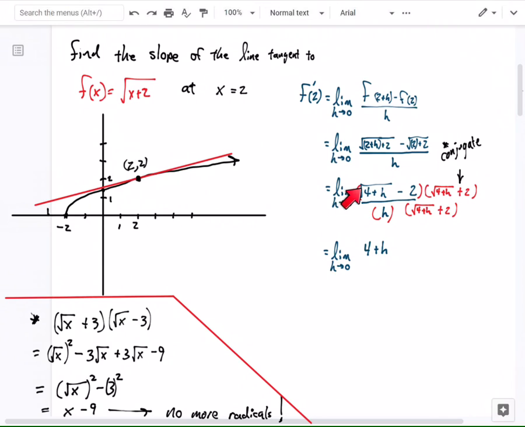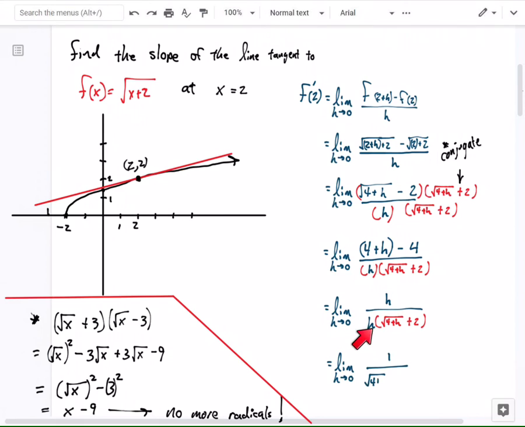The square of the square root of 4 plus h is 4 plus h, and the square of 2 is 4. And then the h and the square root of 4 plus h, plus 2, that all has to stay in the denominator. Just leave it be, don't have to distribute, because in the next step, I'm going to divide the h's out. Now that I've done that, I can allow h to approach 0, and we get 1/4, which is consistent with my graph, and everything's good.